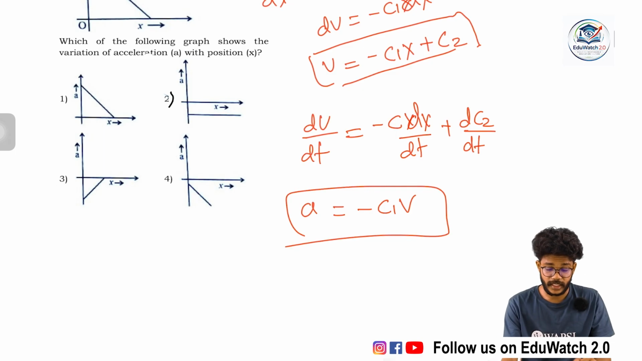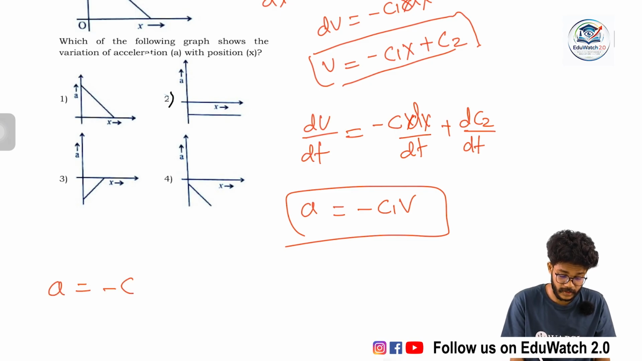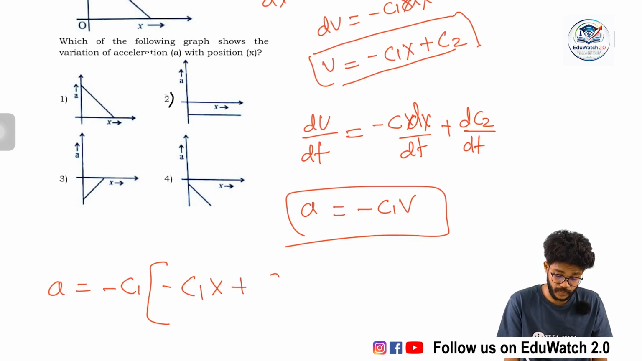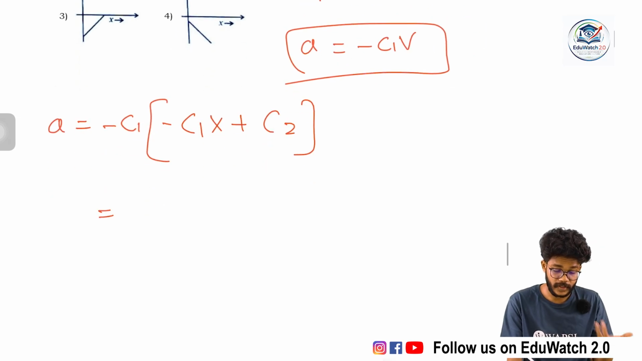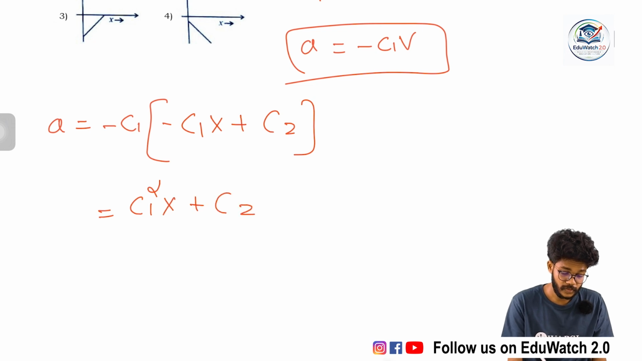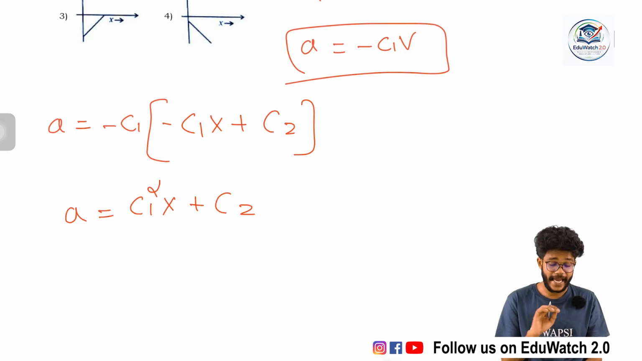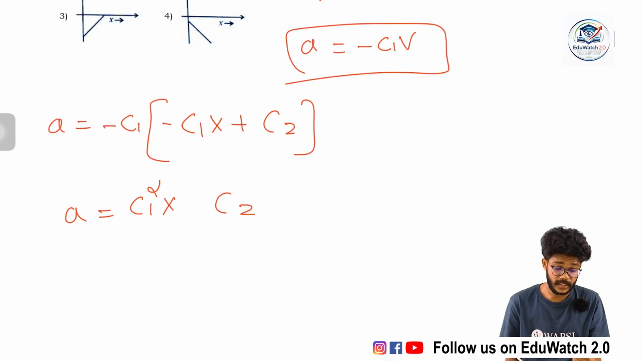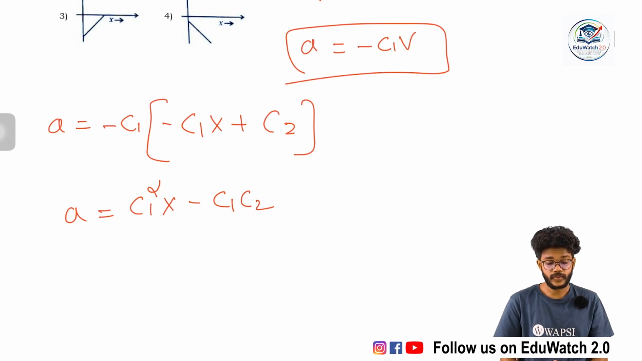Substitute the first equation in the second equation. a is equal to minus c1 into (minus c1x plus c2), which is equal to minus into minus will be plus, c1 into c1, which is c1 square x, and then minus c1 c2, because outside it is minus c1. So a is equal to c1 square x minus c1 c2.